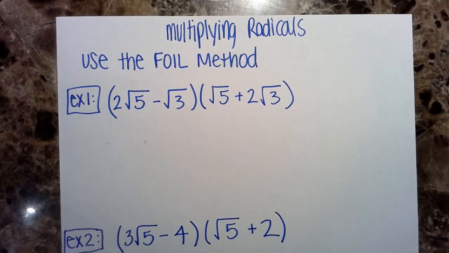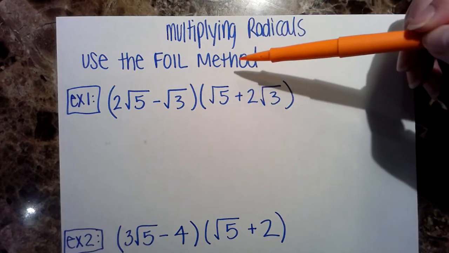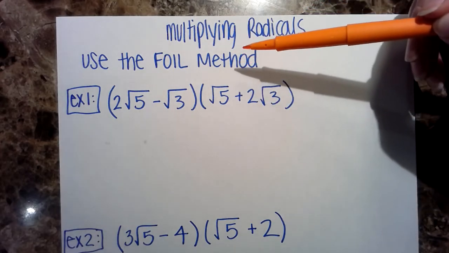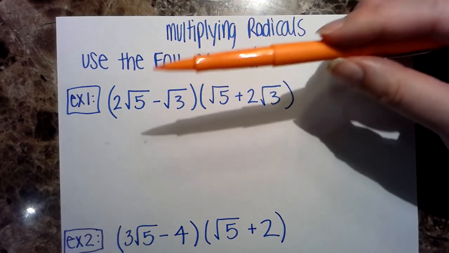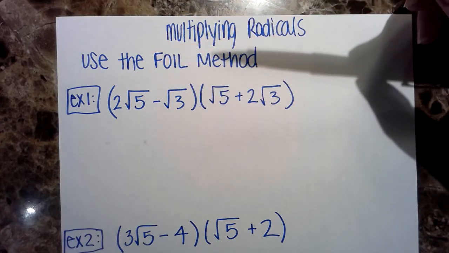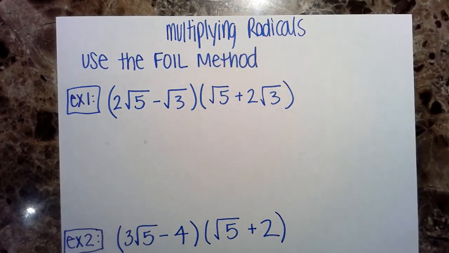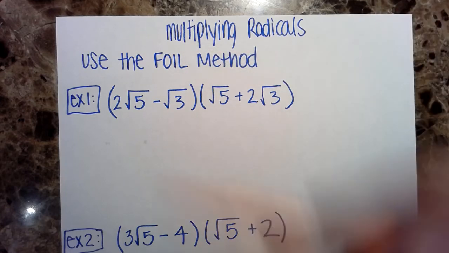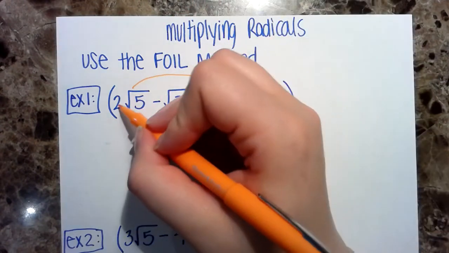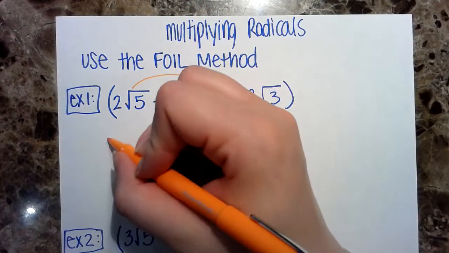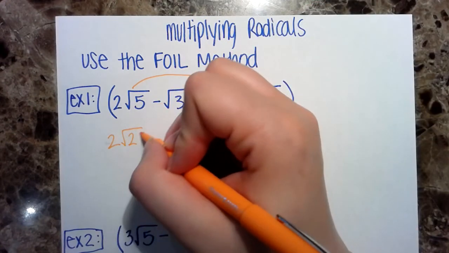So we're going to extend on multiplying radicals, and this is where you're going to use the FOIL method. So we're going to do the same steps where you'll have to do the first, outer, inner, last, and we're always going to simplify to finalize our answer. So I'm going to do my first term. So this is basically saying 2 times 1, so it's 2. Square root of 5 times square root of 5 is square root of 25.